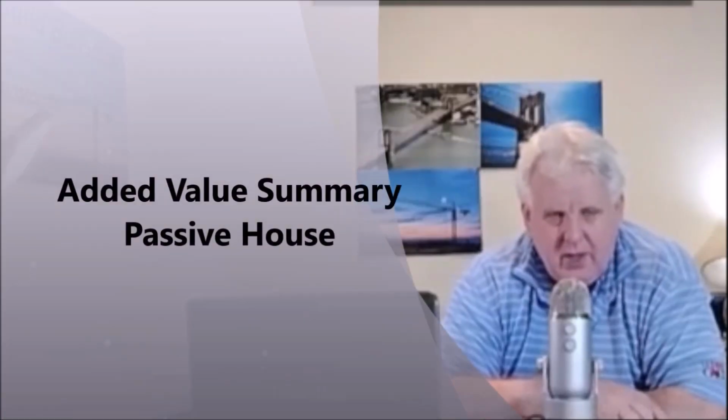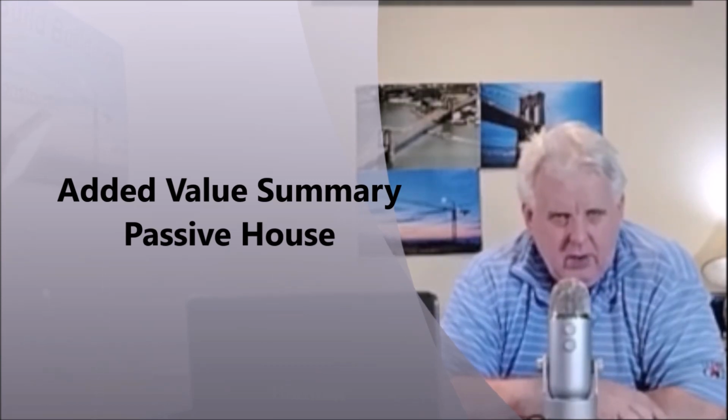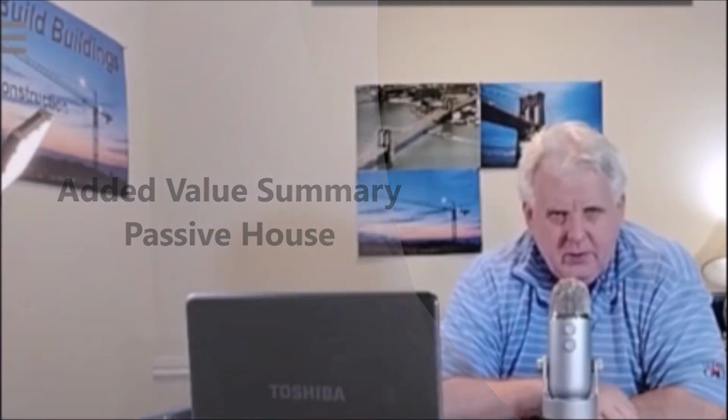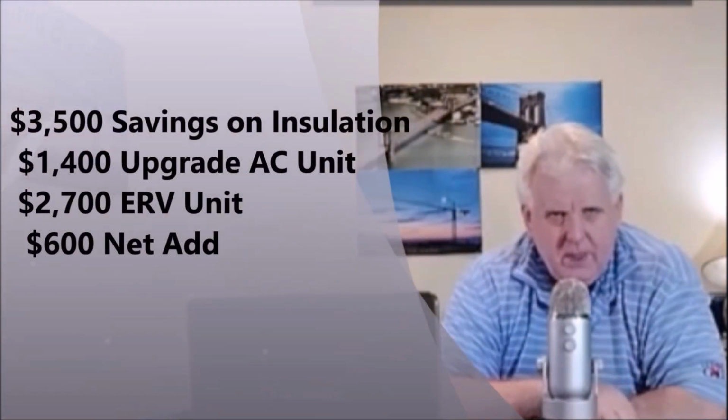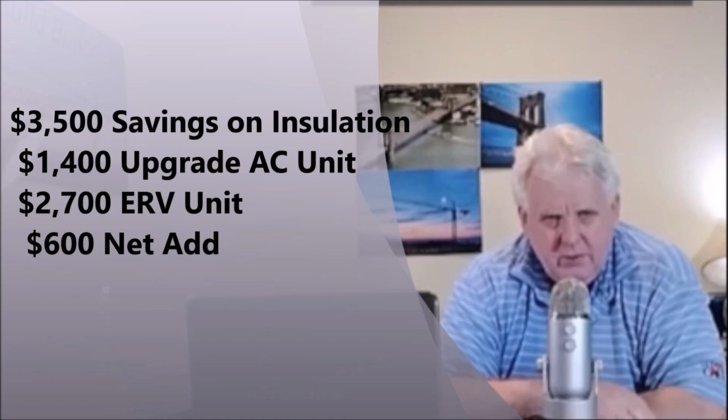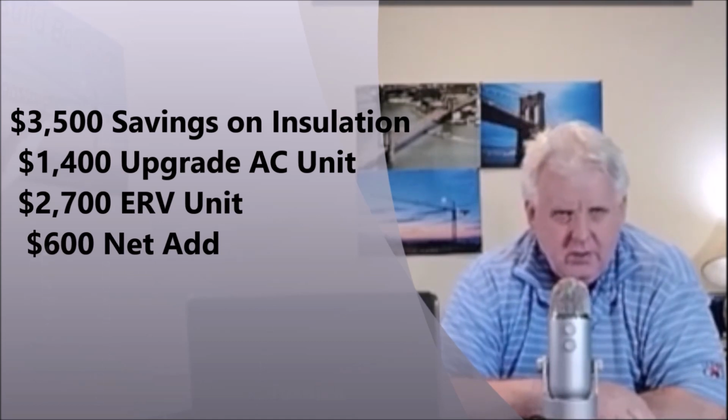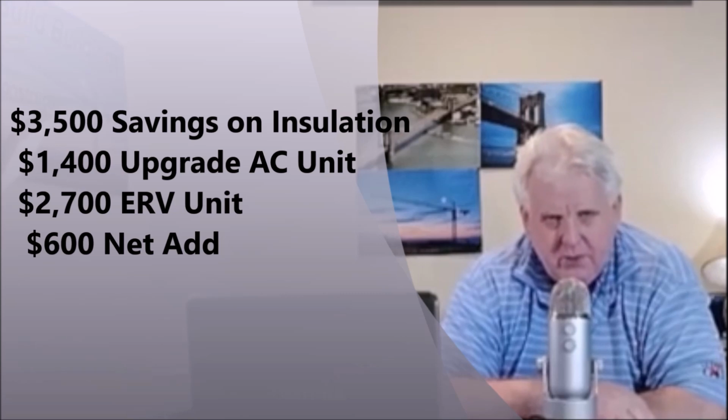Let's look at a summary of the added values of this passive house design and construction. And I call it a quasi-passive house because we didn't upgrade the insulation on the project. And he saved $3,500 on the insulation, and we put it against the upgraded air conditioning system and the energy recovery ventilator. So if you see here, he saves $3,500 for insulation, and he put it to the air conditioning system, which was an additional $1,400 over the SEER model of 14 to increase to the SEER model of 18, and a heat pump system.